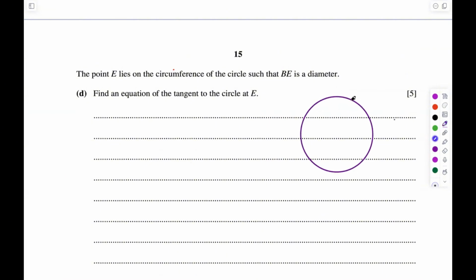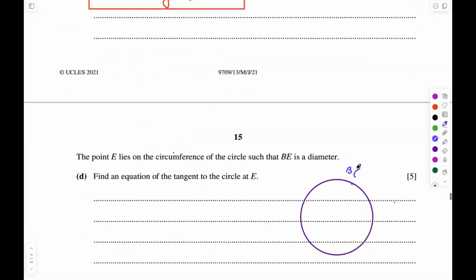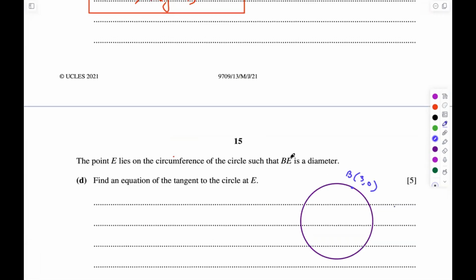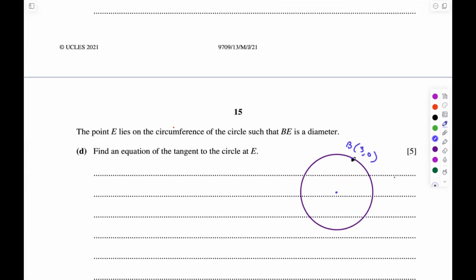Now, let's say the point B was up here and the coordinates of B were 3, 0. We already know that the center of the circle has coordinates 2, 4. So this is the center, and BE is a diameter. So making a straight line, this point will be E up here. And it says that we have to find the equation of the tangent to the circle at E.